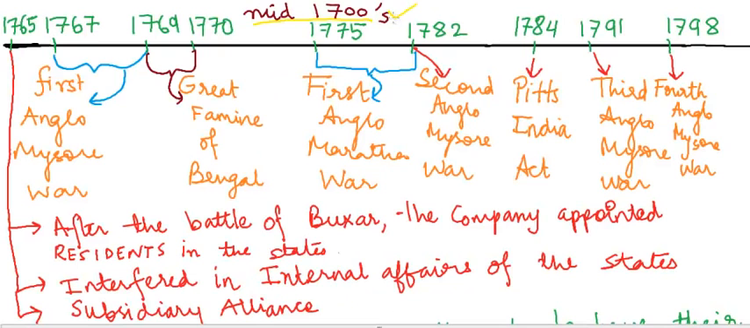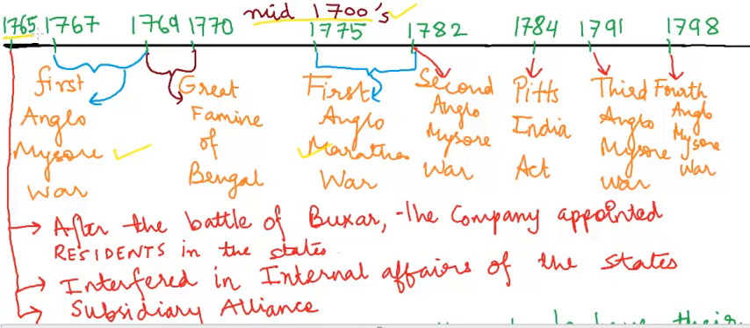By the mid of the 18th century, most of the independent kingdoms had opted against the company. The timeline given above depicts the various wars fought between the independent kingdoms and the company. The British applied many administrative, political, and military policies to overcome and annex lands.